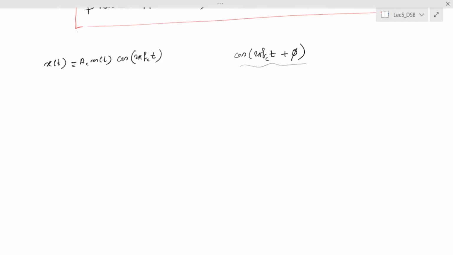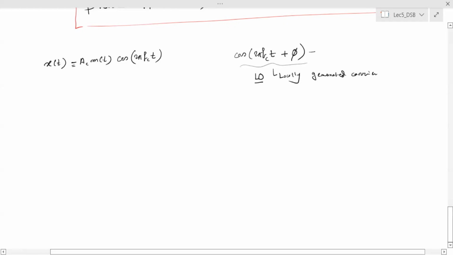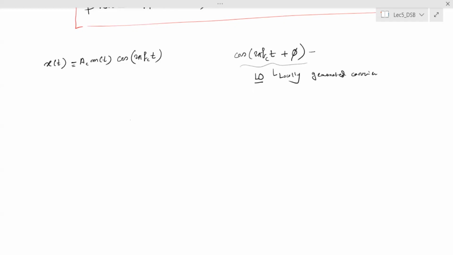So this is the locally generated carrier, but they are non-coherent. This is also a locally generated carrier, but they are not coherent, meaning the local oscillator that generates this carrier does not have knowledge of the phase. So we can say this is a carrier phase offset.